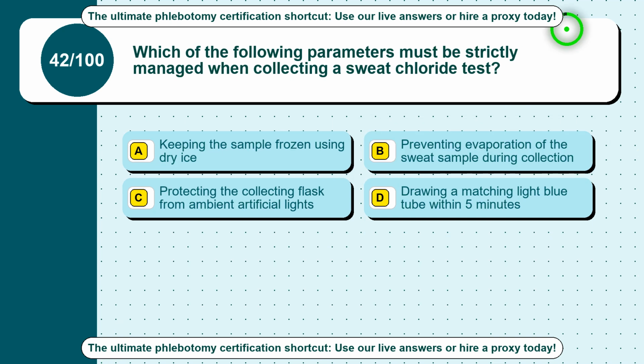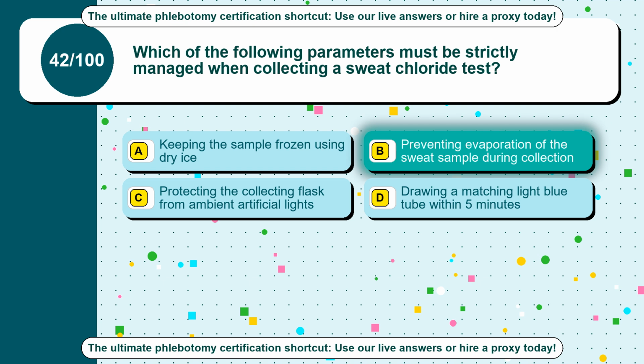Question 42. Which of the following parameters must be strictly managed when collecting a sweat chloride test? Option A, keeping the sample frozen using dry ice. Option B, preventing evaporation of the sweat sample during collection. Option C, protecting the collecting flask from ambient artificial lights. Option D, drawing a matching light blue tube within 5 minutes. The correct answer is option B, preventing evaporation of the sweat sample during collection.